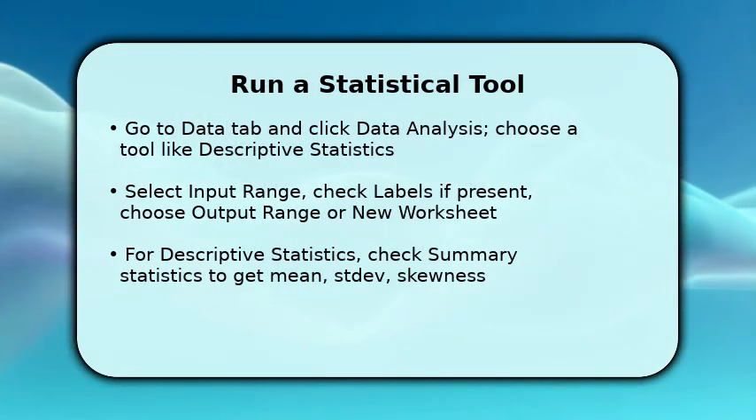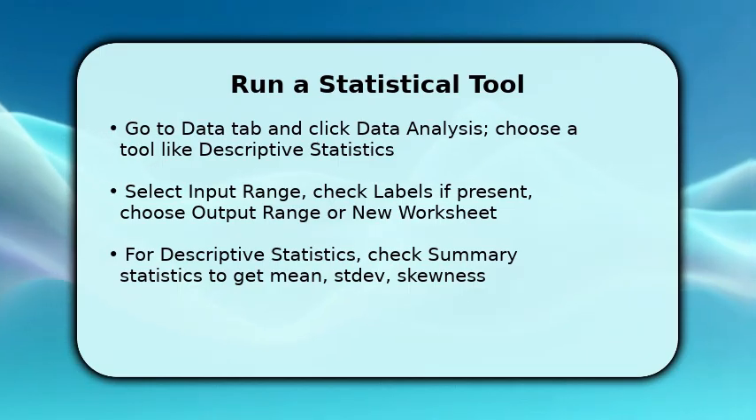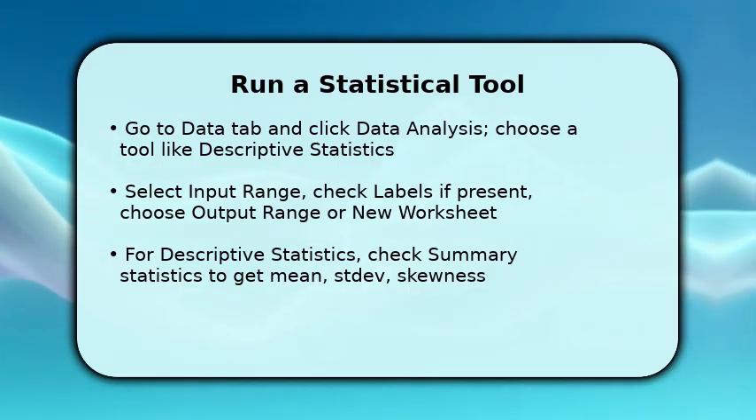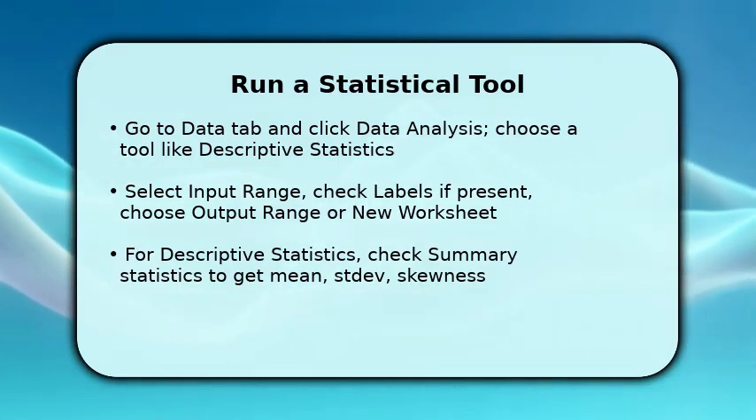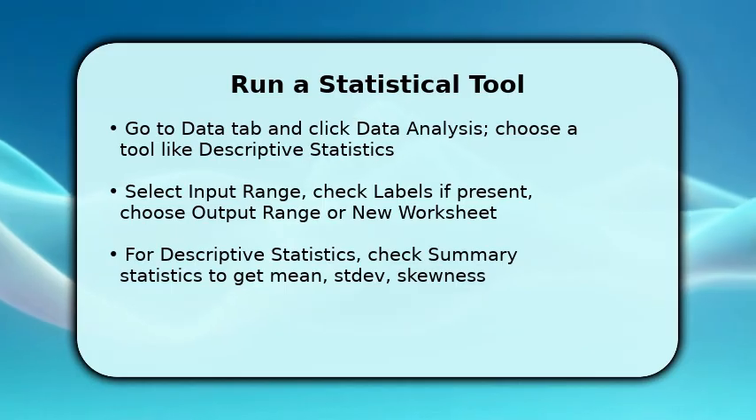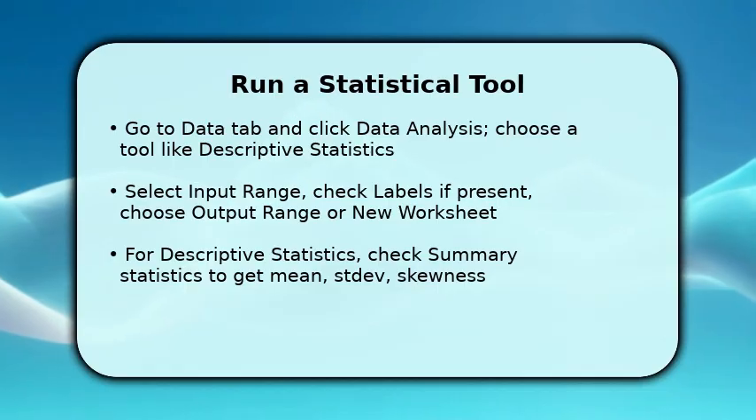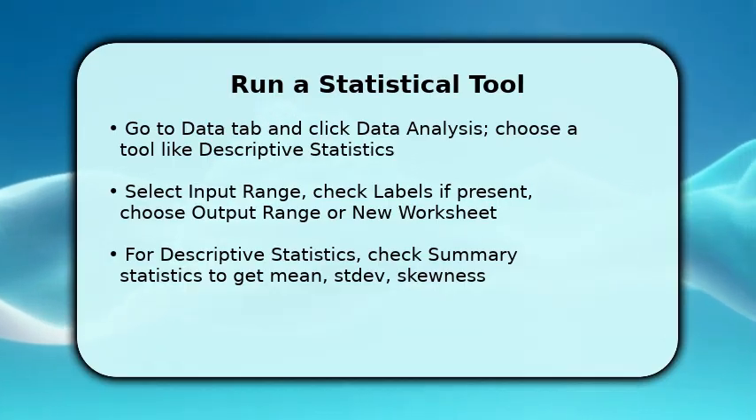For example, choose Descriptive Statistics to summarize a column. Select the input range and check labels in first row if you included headers. Then pick an output range or new worksheet ply for clarity. Make sure to check summary statistics so Excel calculates mean, standard deviation, and more.